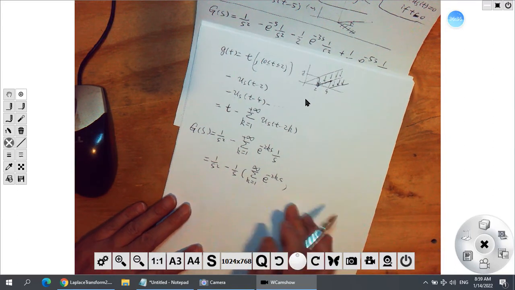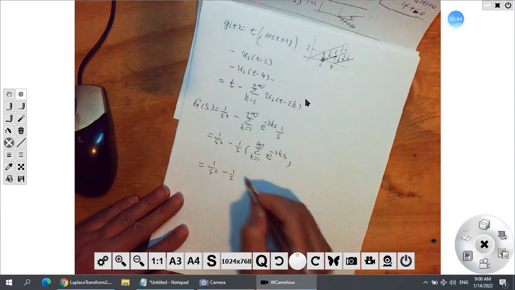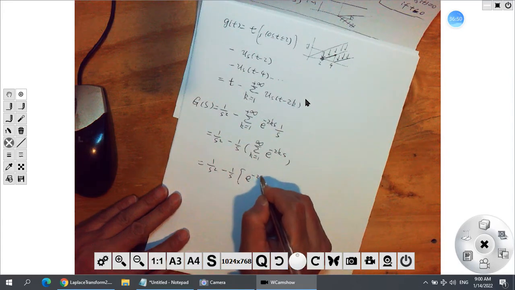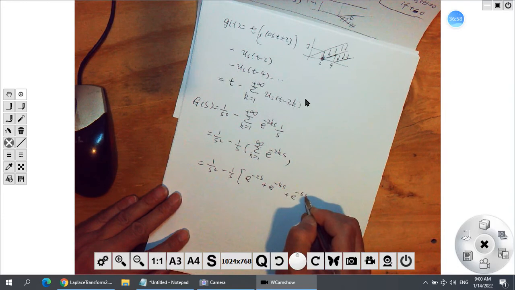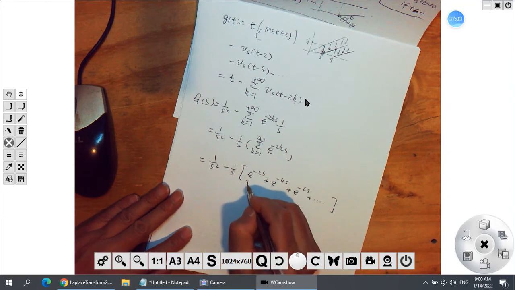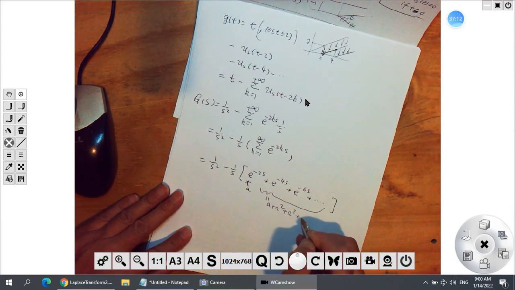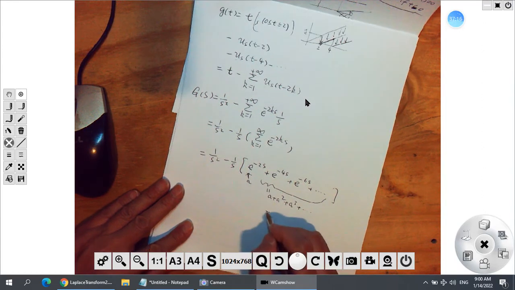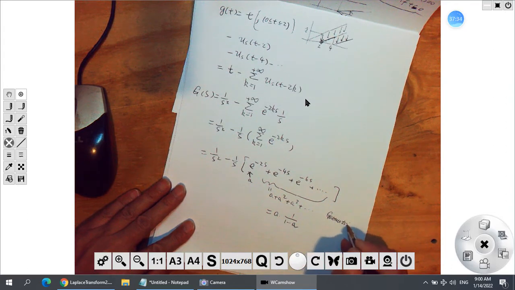Almost done. If you just leave the answer like this, it is also fine, but we can go further. This is 1 over s squared minus 1 over s times so many terms, right? The first term is e to the negative 2s, the second term is plus e to the negative 4s, then plus e to the negative 6s, and so on. Suppose this is a, then this part is a plus a squared plus a cubed and so on until infinity. Now what is it? We know this is a times 1 over 1 minus a. Yes, you have the formula. This is a geometric series.